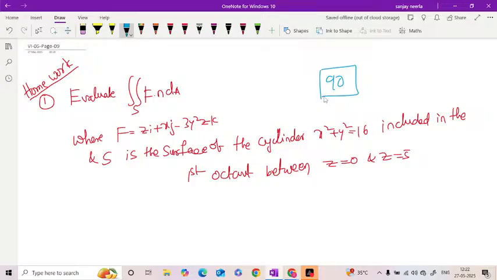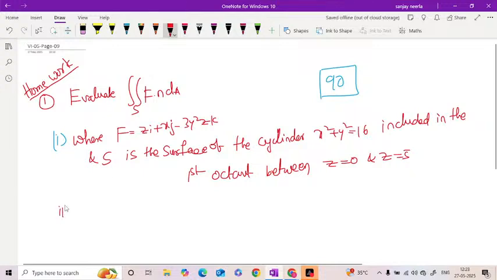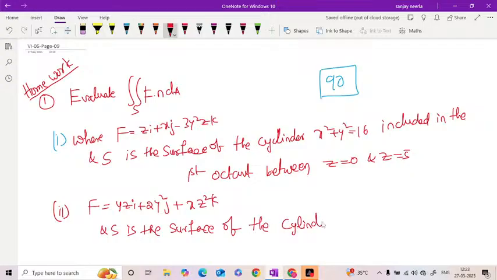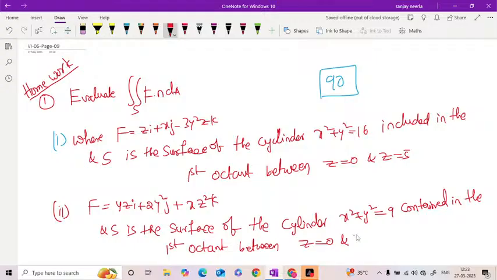Now the second problem: f is equal to yzi plus 2y square j plus xz square k, and S is the surface of the cylinder x square plus y square is equal to 9, contained in the first octant, with z from 0 to 2.